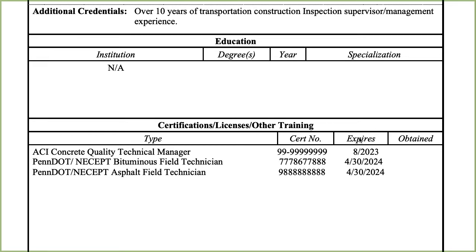These are 5-year certificates. You don't need to put the obtained date. If they do have expiration dates, you can just put the expiration date. If there is no expiration date, then you can just put the date that it was obtained. A lot of these certifications will be 5-year certifications, and you'll see the expiration dates here.